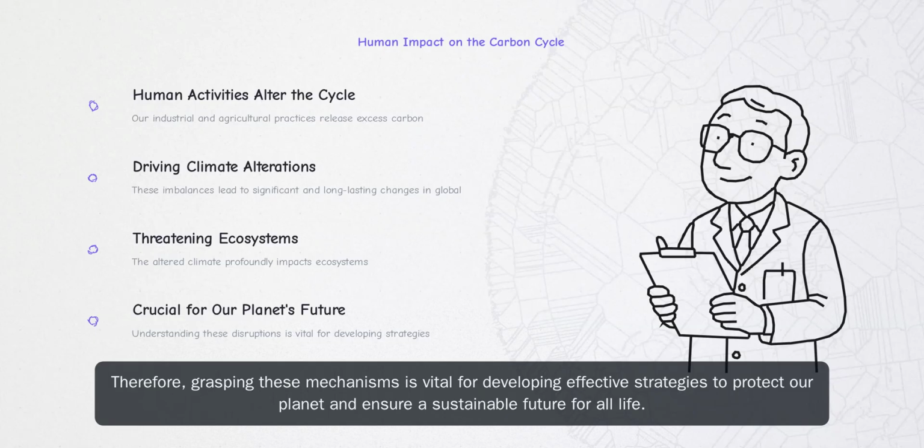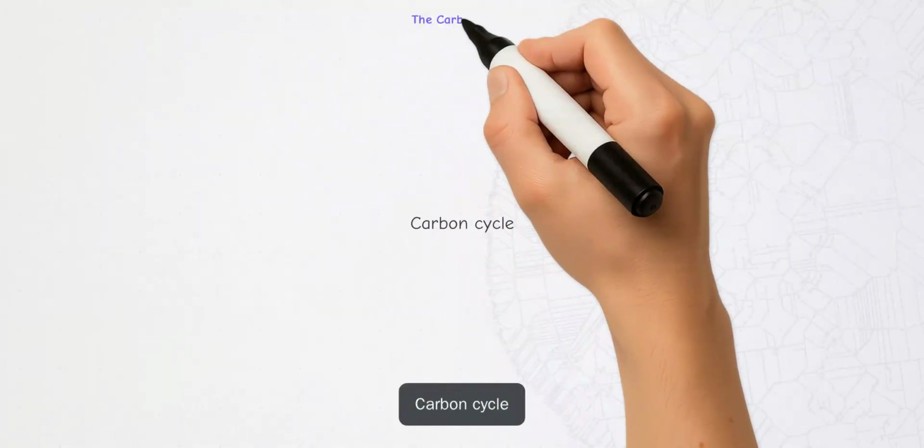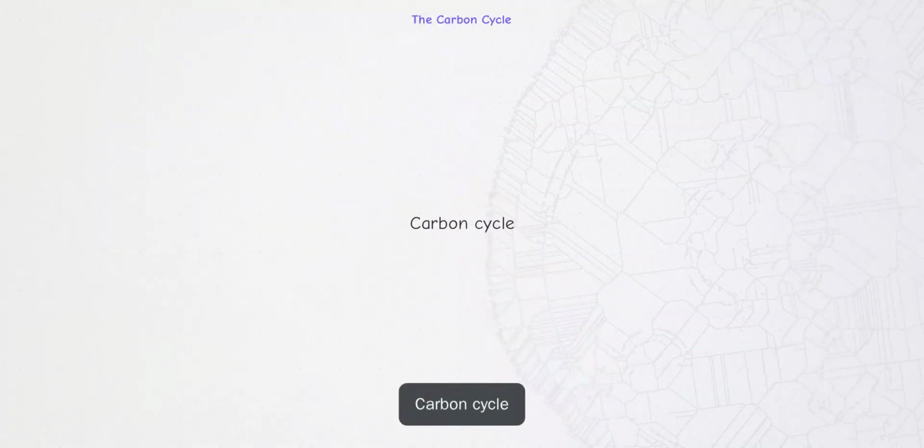Ultimately, the carbon cycle is a fundamental biogeochemical process, essential for all life on Earth. By understanding how carbon moves through Earth's spheres and the profound impact of human activities, we can better protect our planet's delicate balance and ensure a sustainable future.